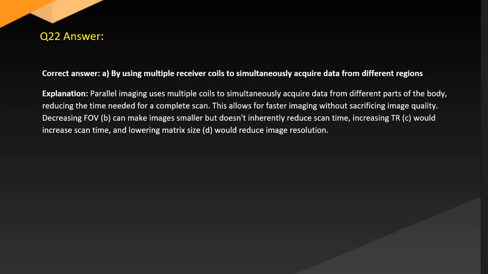Answer. Correct answer A. By using multiple receiver coils to simultaneously acquire data from different regions. Explanation. Parallel imaging uses multiple coils to simultaneously acquire data from different parts of the body, reducing the time needed for a complete scan. This allows for faster imaging without sacrificing image quality. Decreasing FOV, B, can make images smaller but doesn't inherently reduce scan time. Increasing TR would increase scan time, and lowering matrix size, D, would reduce image resolution.